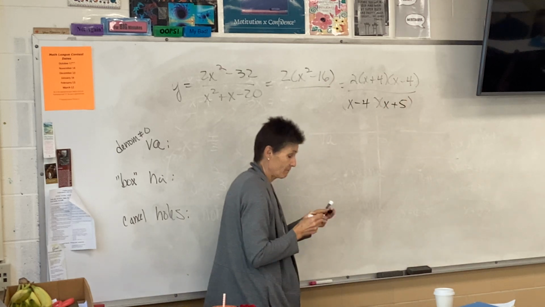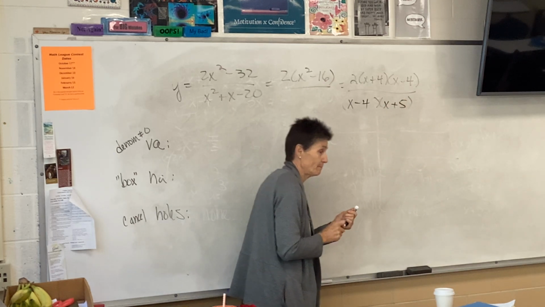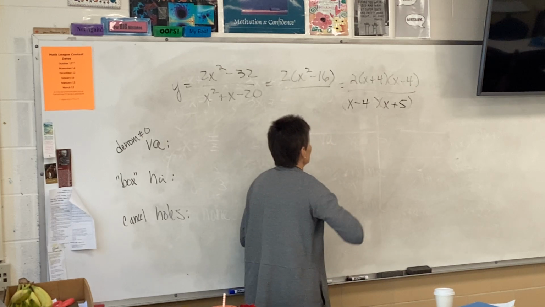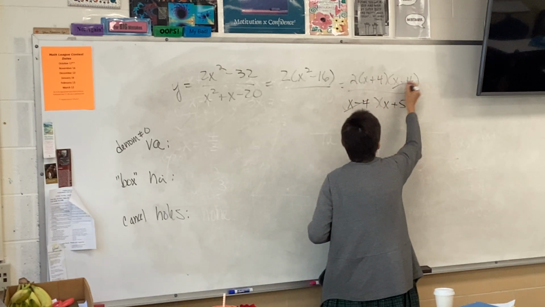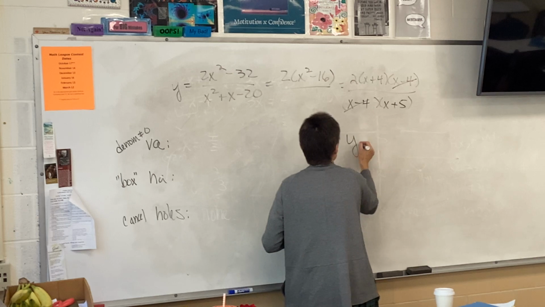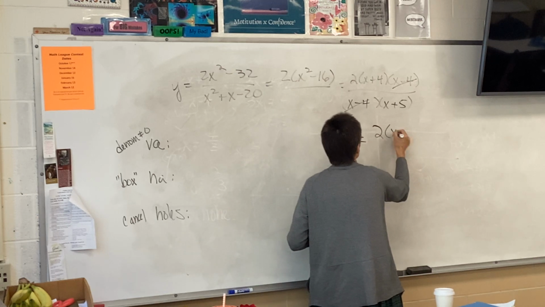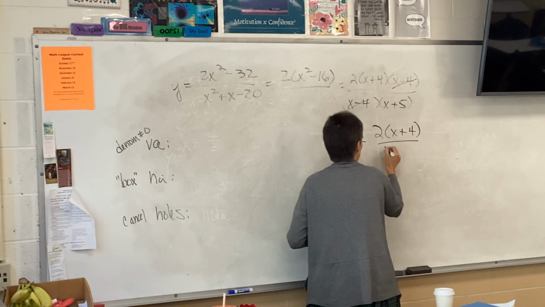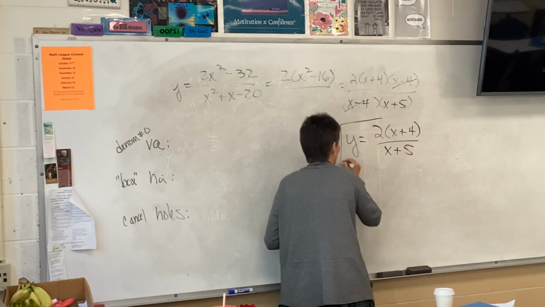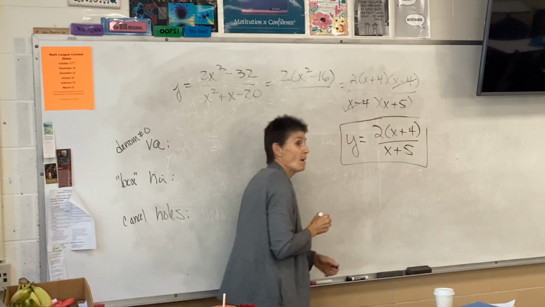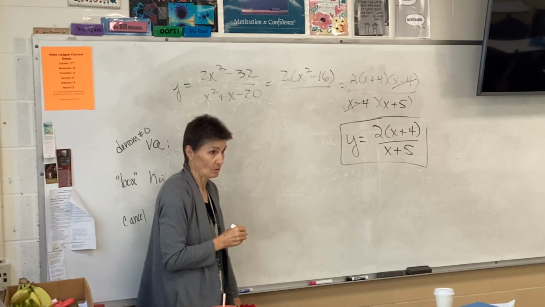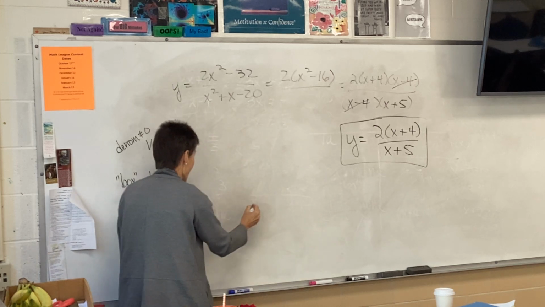What do you think about that, folks? I think she's right. And now we can cancel. So we're going to ultimately graph 2(x plus 4) over x plus 5. That is what we are going to graph. But because we canceled, we are going to have a hole.